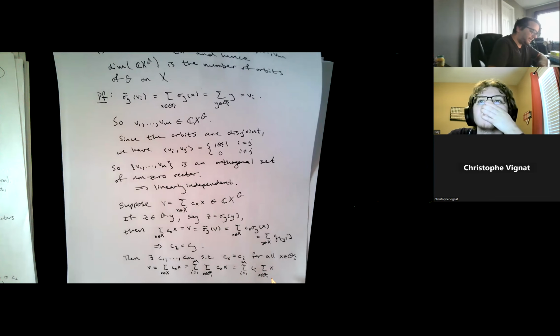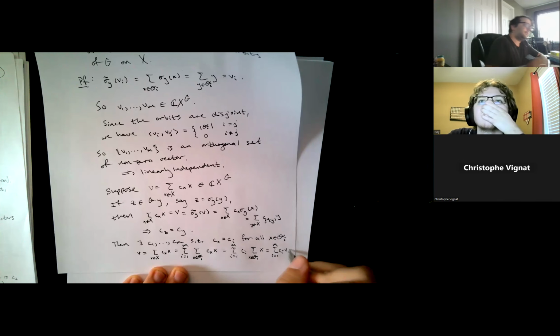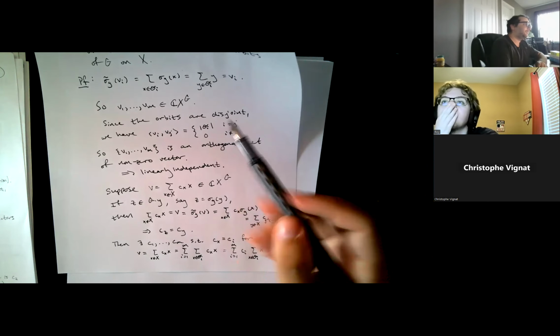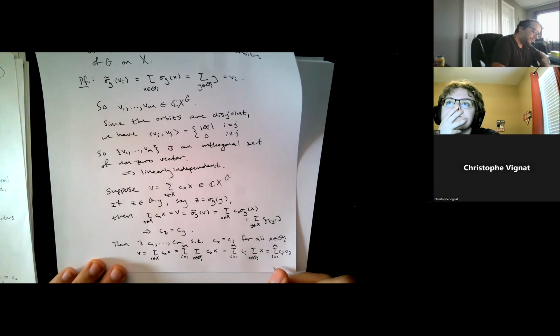But this thing is just Vi. So that gives us that this list of vectors will span the fixed subspace of the span of X. And so that completes the proof.